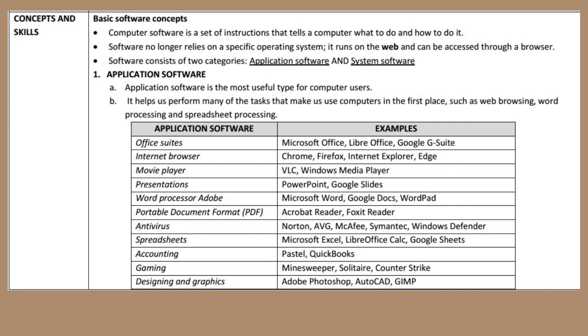1. Application software. Application software is the most useful type for computer users. It helps us perform many of the tasks that make us use computers in the first place, such as web browsing, word processing and spreadsheet processing. Application software examples: Office suites, Microsoft Office, LibreOffice, Google G Suite. Internet browser, Chrome, Firefox, Internet Explorer, Edge.